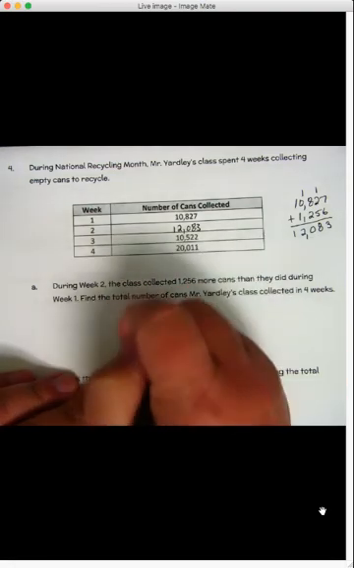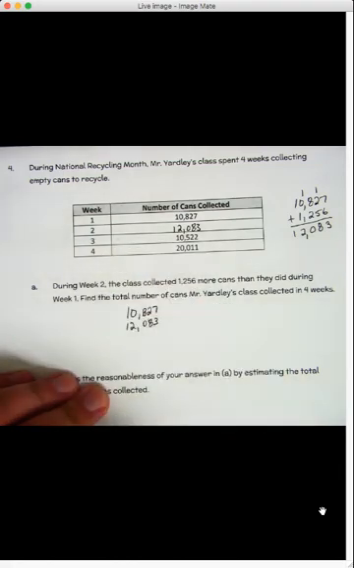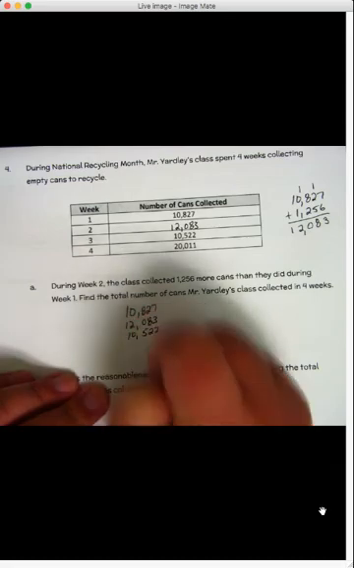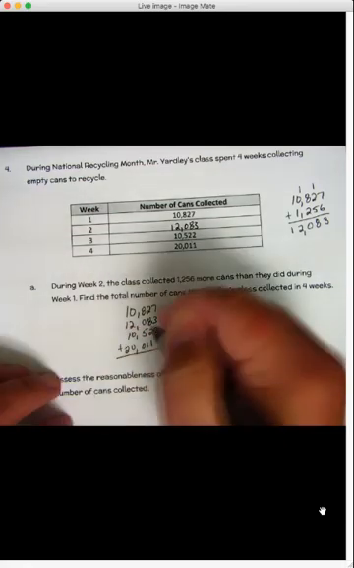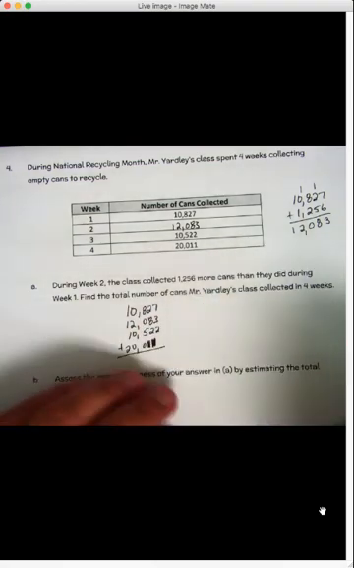10,827, 12,083, 10,522, and 20,011. Now we got to be really careful. Ooh, I didn't line it up good. Sorry. Okay, so 20,011. I got a little sloppy there, my bad.